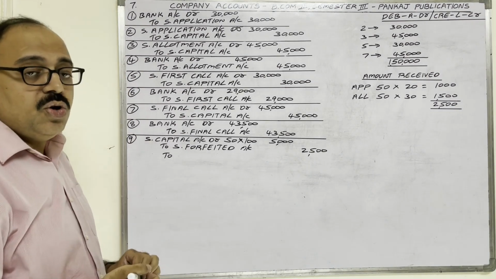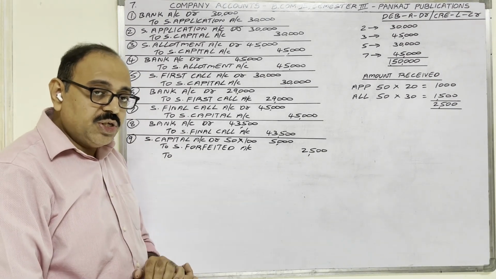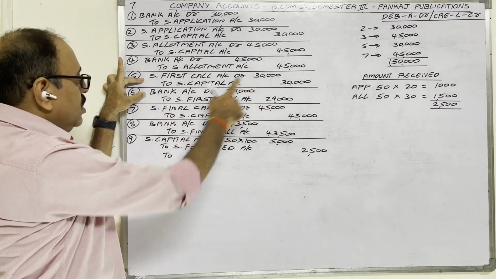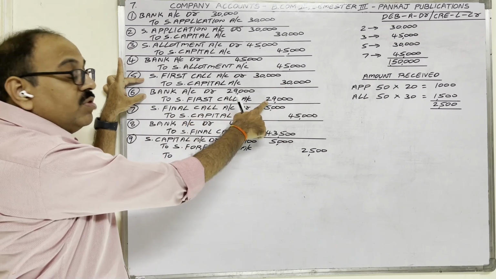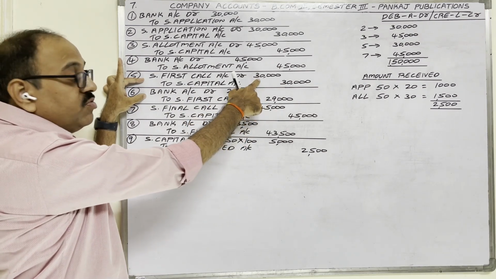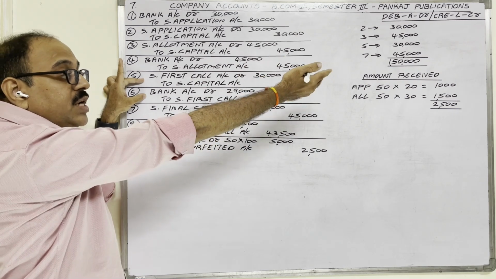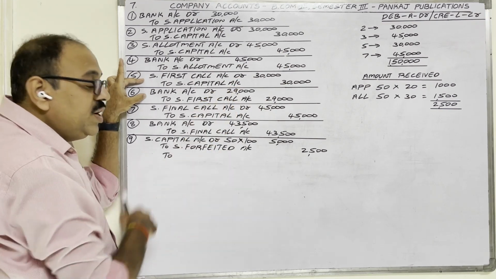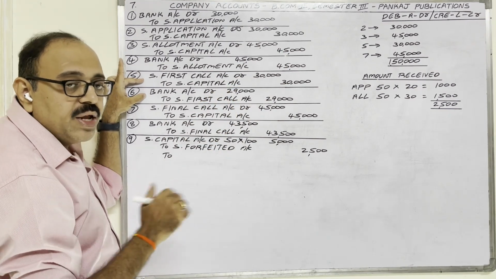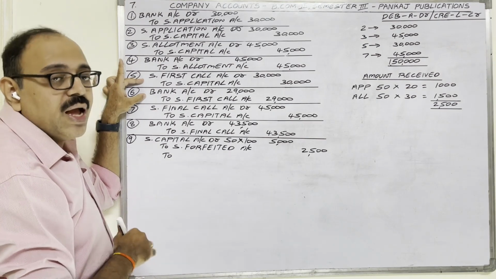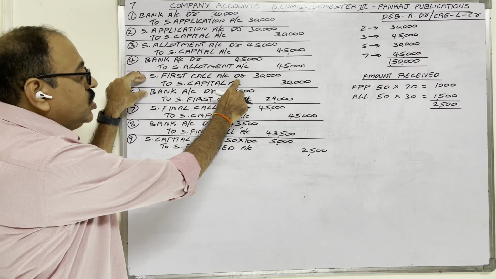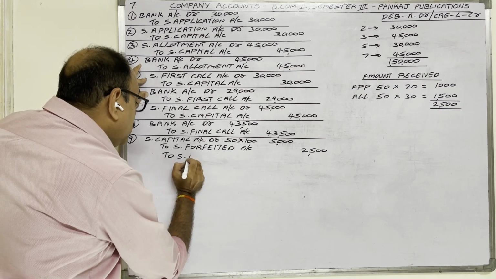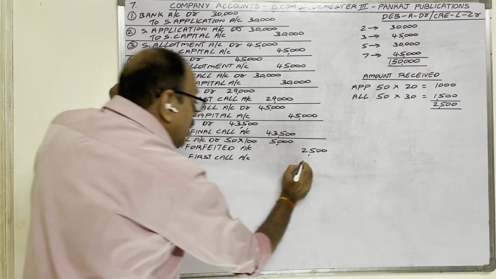Next, in first call, there is a debit balance of 1,000 rupees. In the fifth entry, we have debited first call account with 30,000. But in the sixth entry, we have credited first call account with 29,000 only. There is a debit balance of 1,000. In books, we are writing that from applicants we have to receive that 1,000. Applicants are debtors for 1,000. Now these shares are forfeited. That 1,000 is not going to come from applicants. Now they are not debtors. Means we have to cancel this debit balance in share first call account, 1,000 rupees, by crediting. Therefore, to share first call account, amount 1,000 rupees.